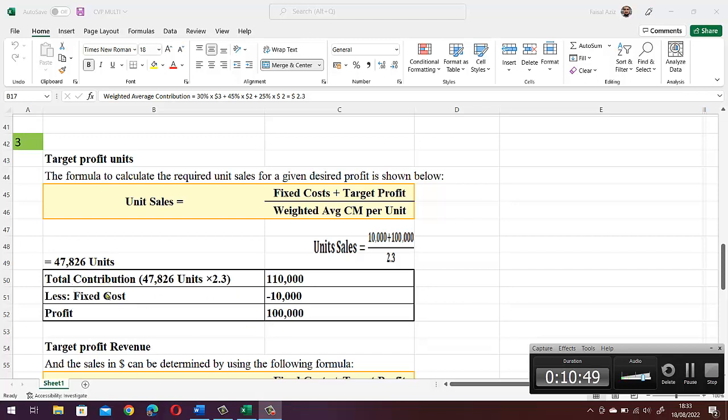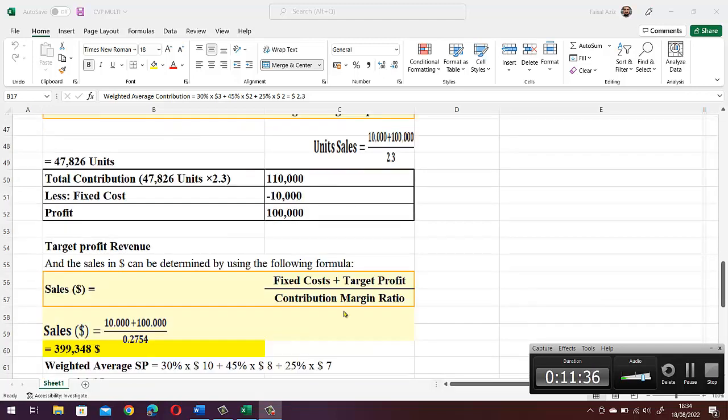When we prepare this format to check whether this is correct or not, what we can do is take the numbers obtained in terms of units for target profit and multiply them with the given contribution, and this will give us 110,000. From this total contribution we will subtract the fixed cost, which is 10,000, and then the profit will become 100,000, which means that to make a profit of $100,000 we need to sell 47,826 units.